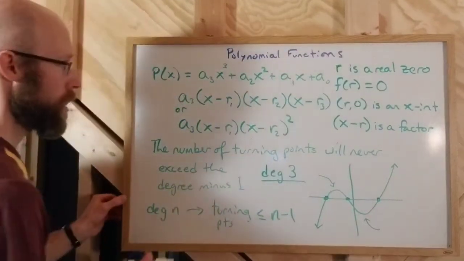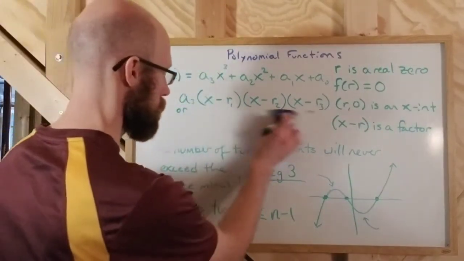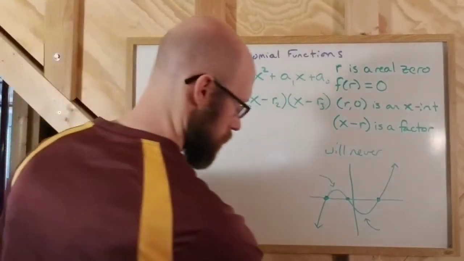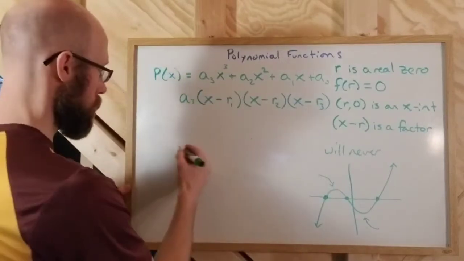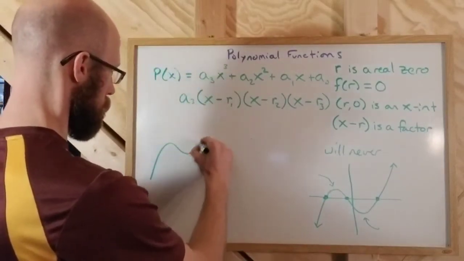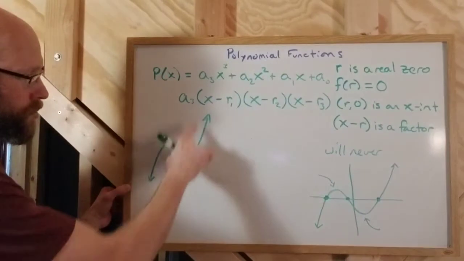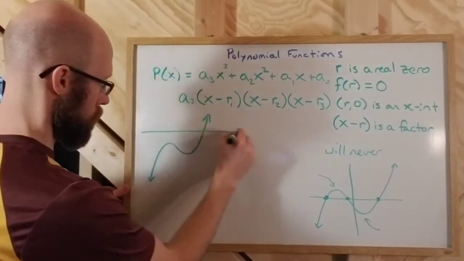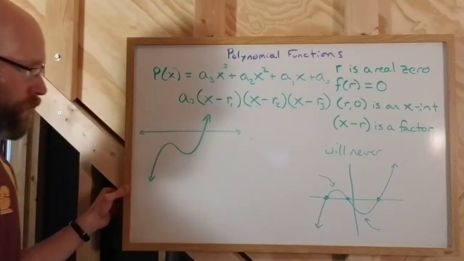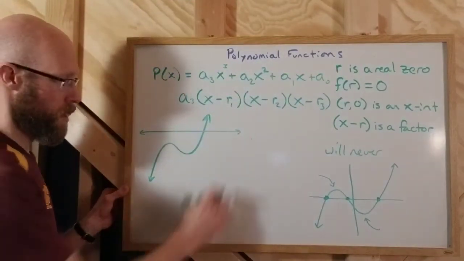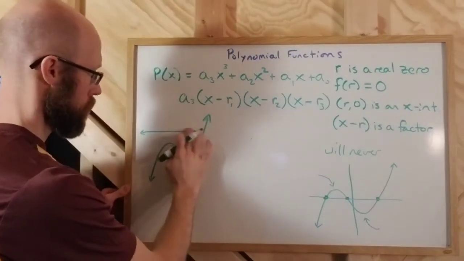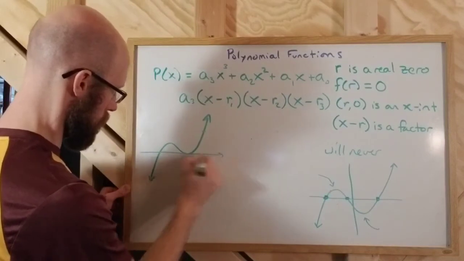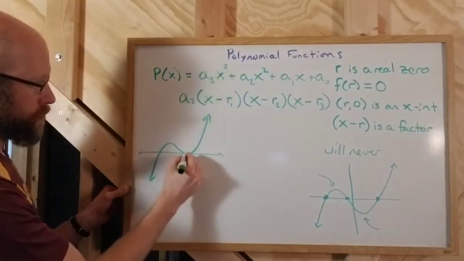Okay. If I sketch a quick graph to illustrate other degree 3 situations, you could have a graph that looks like this. It's the same number of turns, right? 2 turns. You could have the x-axis go across right here. That would give you 1 x-intercept. Or the x-axis could go across right here, where it goes through and touches.